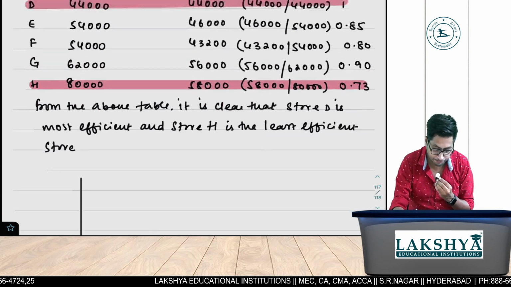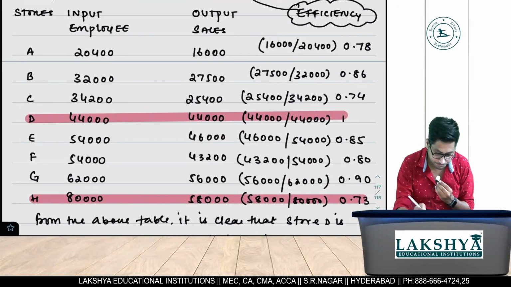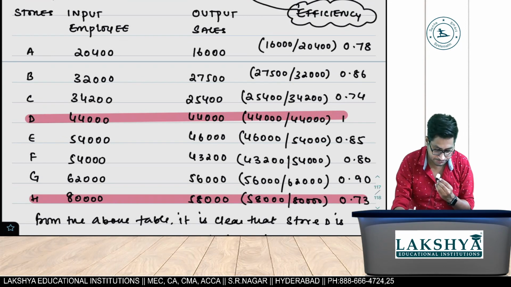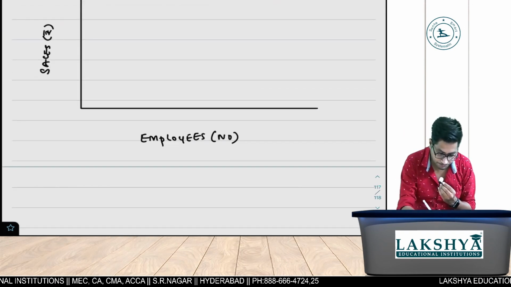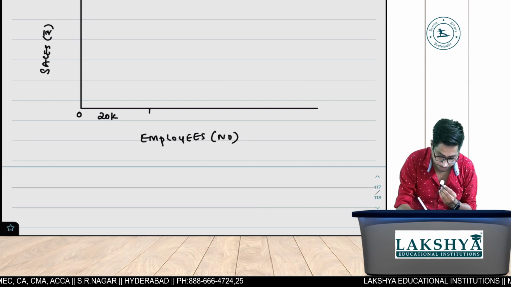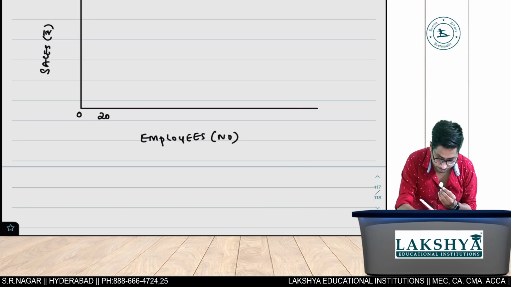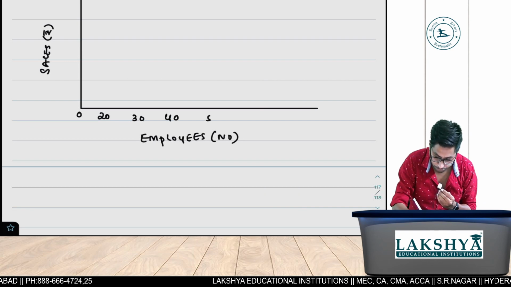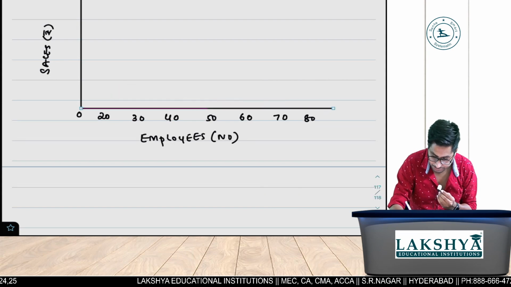Now tell me, employees start from where? Number of employees. So we will start from what? 20,000 say we will start. What is the highest? 80,000. So what we'll do? 0, 20. Clear? Here 30,000, 40,000, 50,000, 60,000, 70,000, 80,000, right? Up to here we will take.